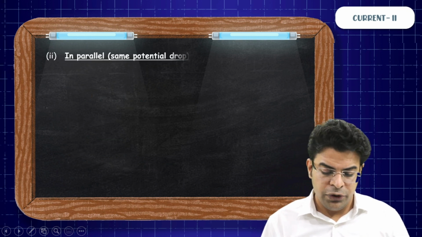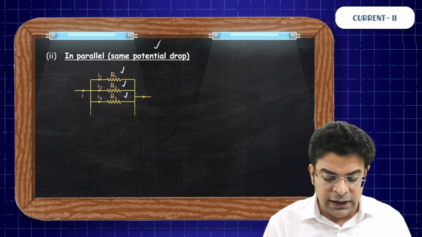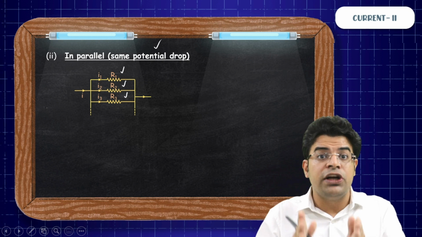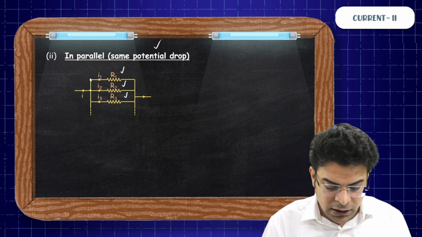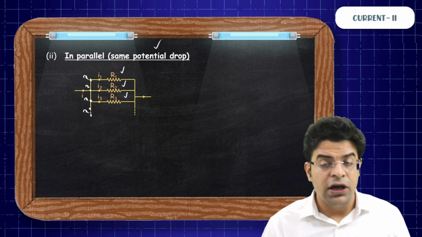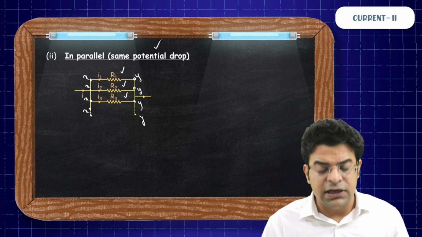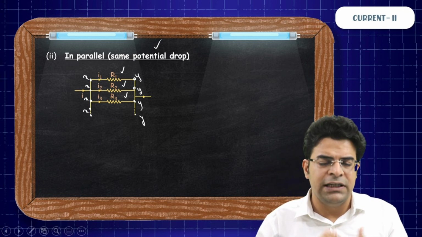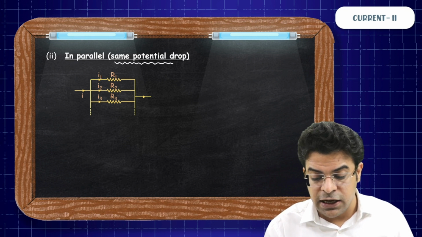Now moving on, if you have resistors in parallel, when the resistors are connected in parallel, they have the same potential drop across them. All of them are connected in parallel. So let's say the potential of all the points on the left is X, X, X, X, and the potential of all the points on the right-hand side is Y, Y, Y, Y. Since all of them are connected across the same potential drop, we say that they are in parallel. So when resistors are in parallel, they are placed across the same potential drop.